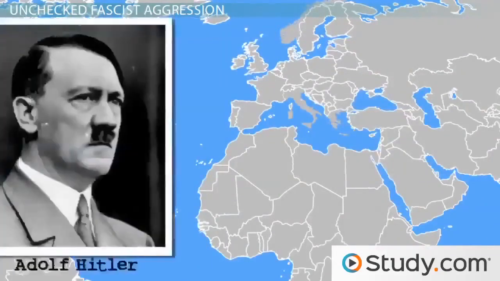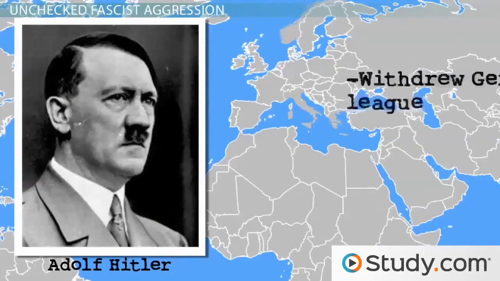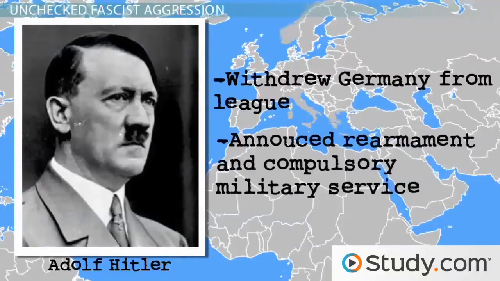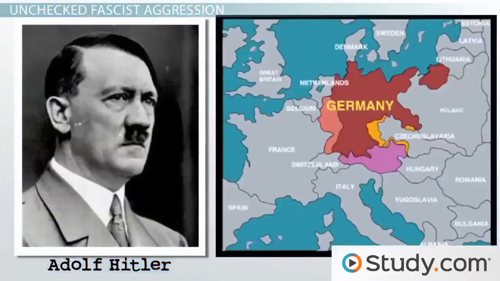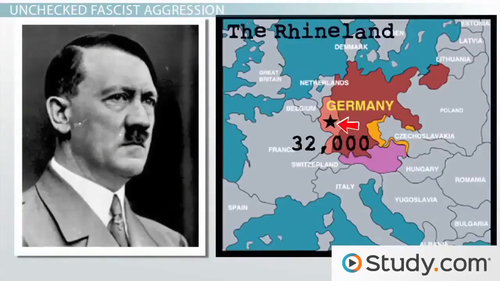Adolf Hitler was inspired. After consolidating fascist power in 1933, Germany's chancellor tested the limits of the League's power. But nothing happened when he withdrew his nation from the League that year, or when he announced Germany's rearmament and compulsory military service in 1935. So when the League of Nations failed to stop Mussolini's expansion, Hitler turned his attention outward. In 1936, he sent 32,000 troops with air support into an area known as the Rhineland, a demilitarized buffer zone created by the Treaty of Versailles.